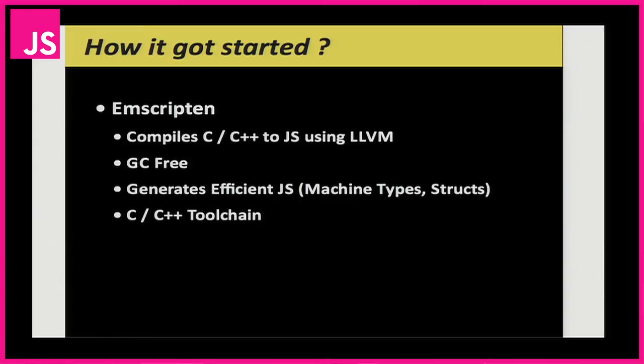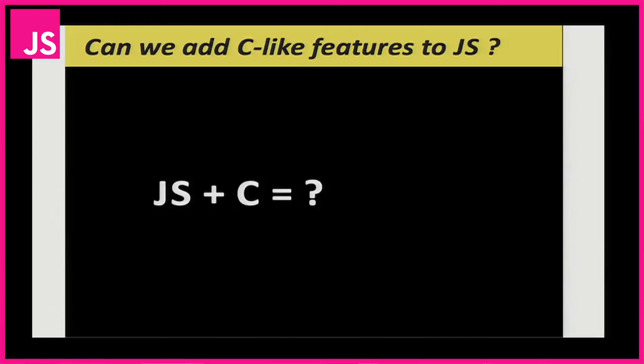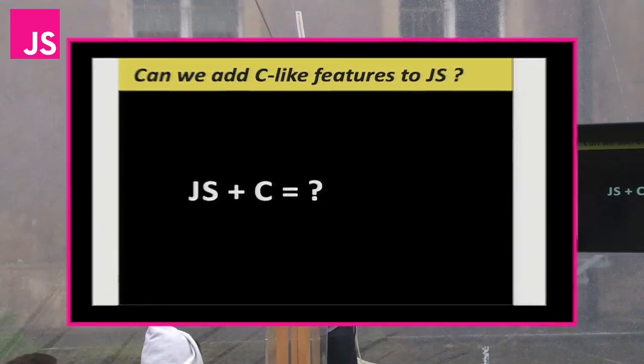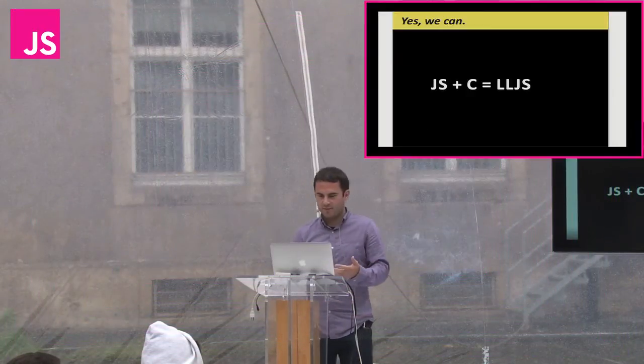So we looked at Emscripten and said, can we just take the good parts of Emscripten? It's great, but it still relies on a C and C++ toolchain. So if you want to write some code like this in your JavaScript programs, you have to rely on the C and C++ toolchain, and then use LLVM and compile it to JavaScript. So why not just take C and JavaScript and add them together? And we came up with LLJS.